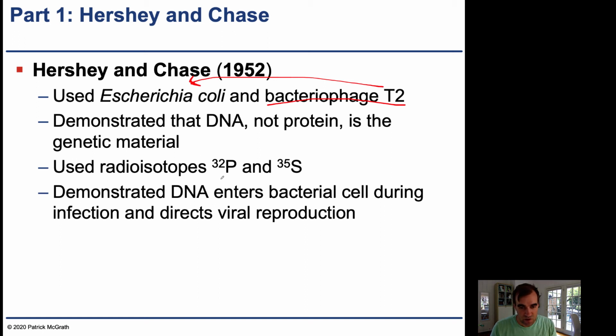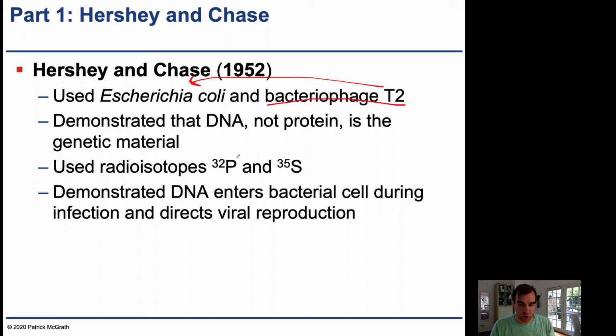The way they did this is they used radioisotopes. These radioisotopes are atoms that have a different number of neutrons. And because they have a different number of neutrons, there are two key ways to distinguish between them.